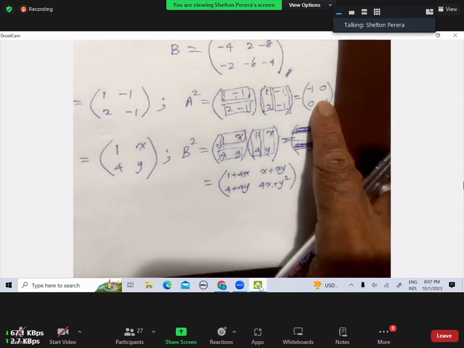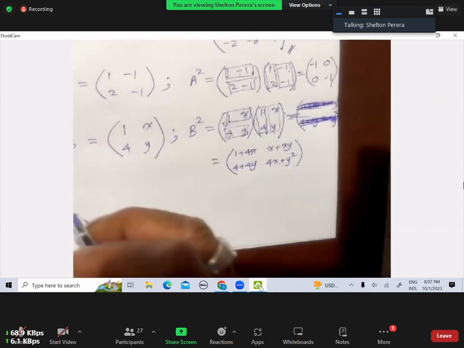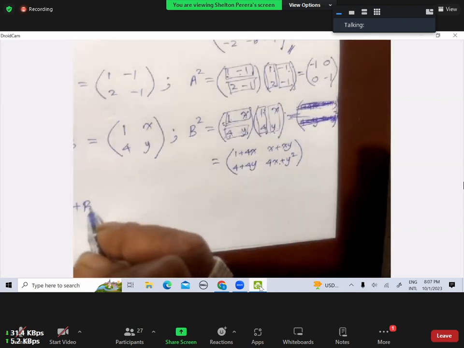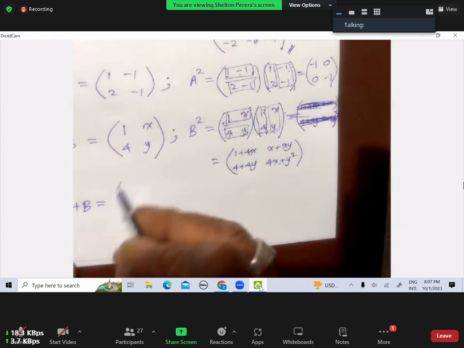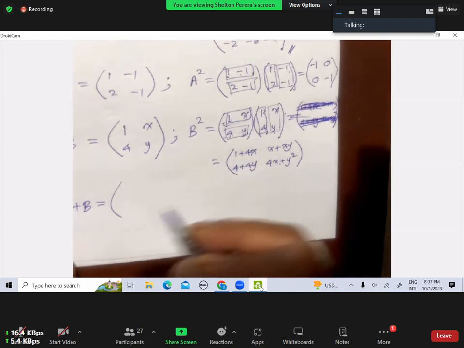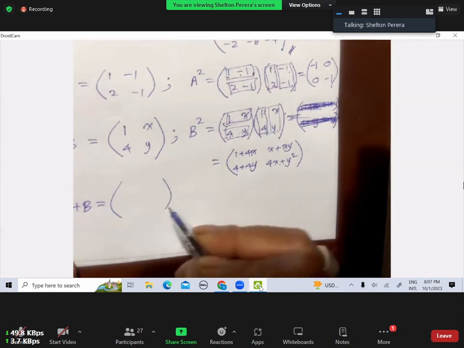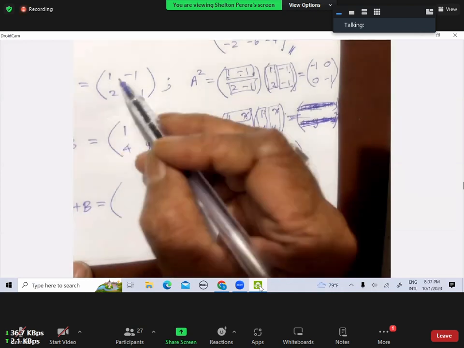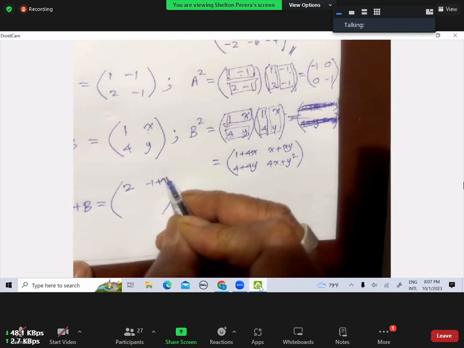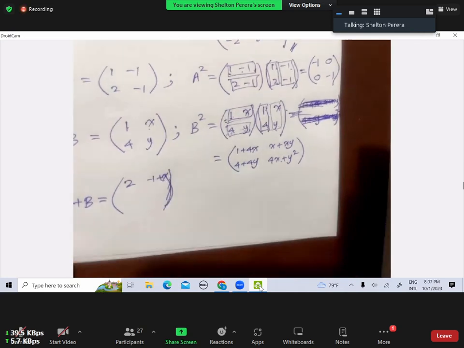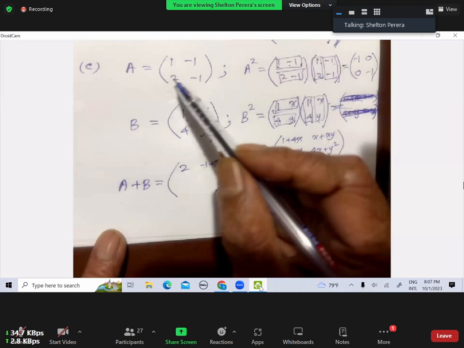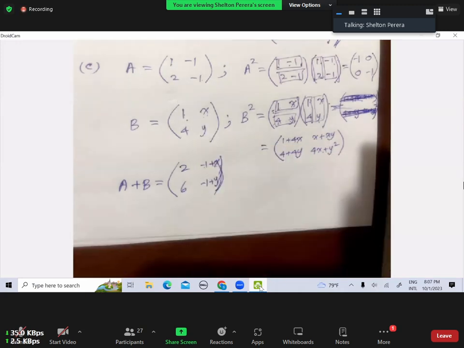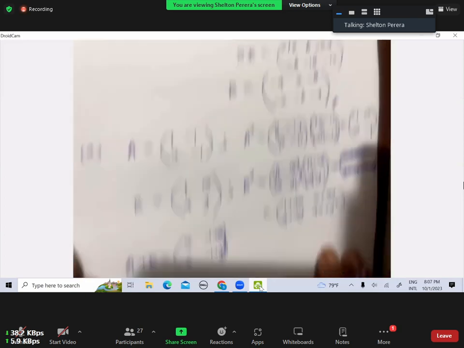Okay, a squared we have, b squared we have, and now I need a plus b. What is a plus b? A plus b is, 1 plus 1, 2. Negative 1 plus 6. Added these two, 2. This one plus this, negative 1 plus 6. 2 plus 4, 6. Negative 1 plus y. That is my a plus b. Now I want a plus b squared. Now I'll do it in the next page.